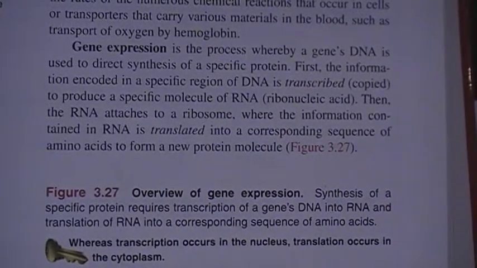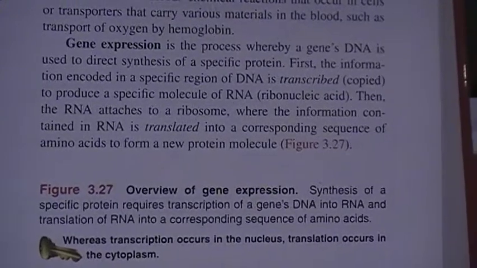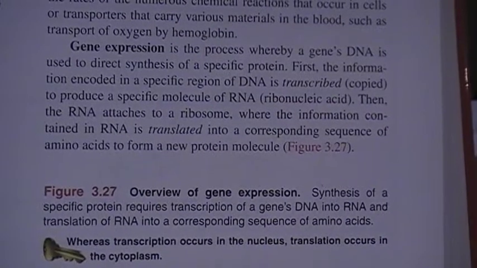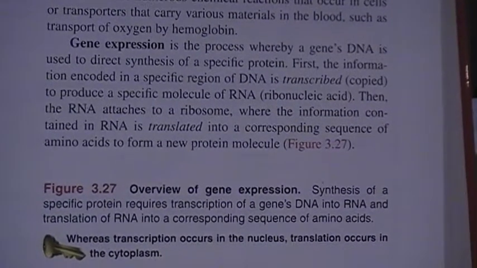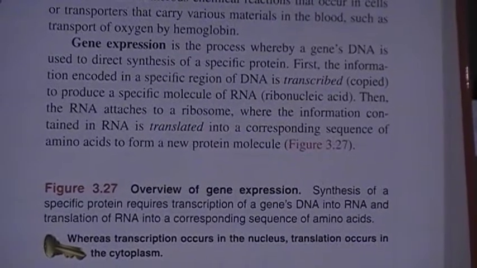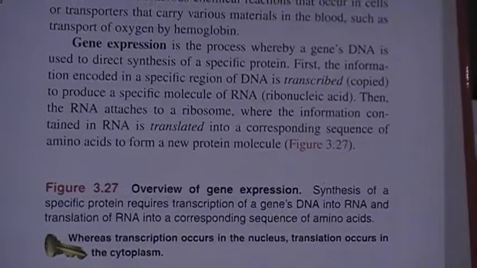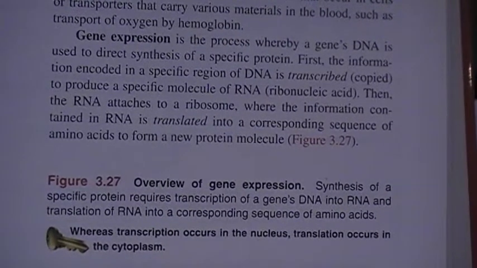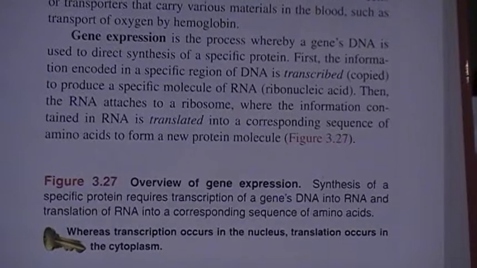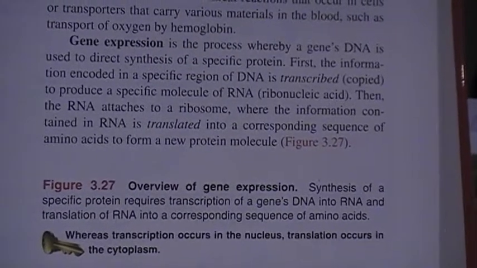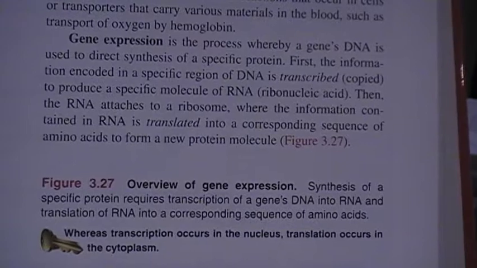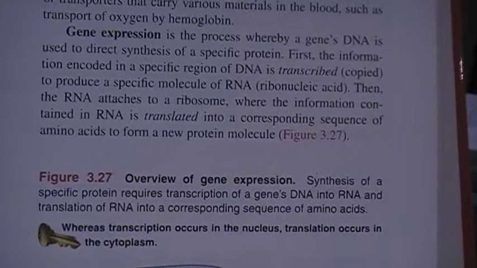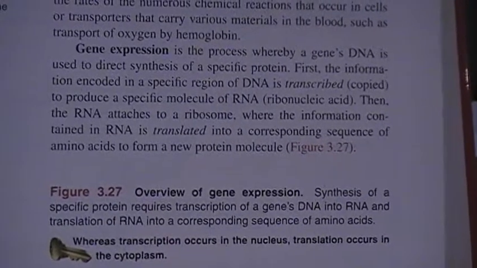First, the information encoded in a specific region of DNA is transcribed to produce a specific molecule of RNA. Then the RNA attaches to a ribosome, where information contained in RNA is translated into a corresponding sequence of amino acids to form a protein molecule.